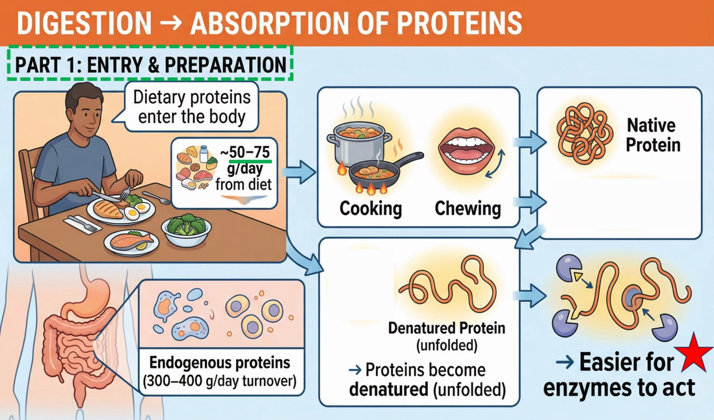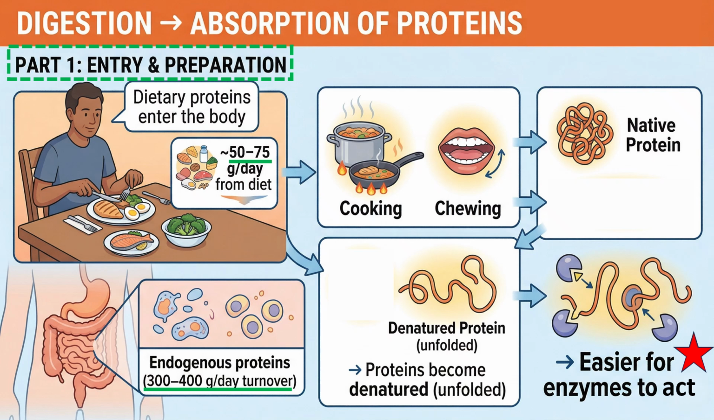But that's not the only source of protein. Even without eating, your body is constantly breaking down and recycling its own proteins. This is called as endogenous proteins, which is around 300 to 400 grams per day of turnover. So basically, your body is always handling proteins both from outside and inside.